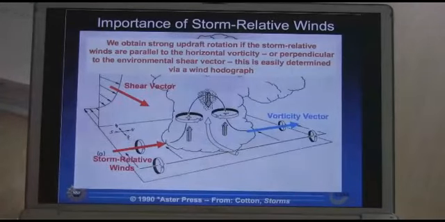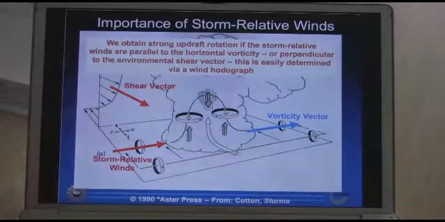So that's kind of an optimal condition, and I'll come back to this, but you can write it down now. This is what's called streamwise vorticity, or storm relative streamwise vorticity to be a little more accurate. In other words, the storm relative winds are blowing along the vorticity vector, parallel to the vorticity vector. Storm relative streamwise vorticity.